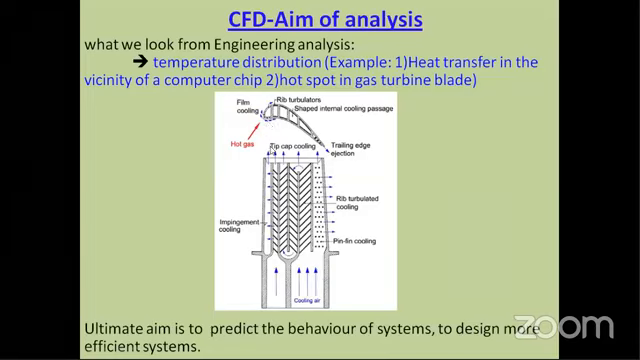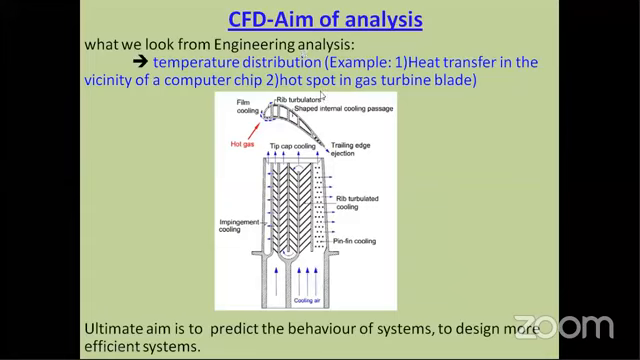So earlier it has happened that it has damaged the blade, maybe melting or deformation. So nowadays the gas turbine blade is cooled from the compressor air. So as a design engineer, our interest is to find the temperature distribution in this turbine blade. So we can use the CFD and find the temperature distribution. The temperature distribution should be uniform.